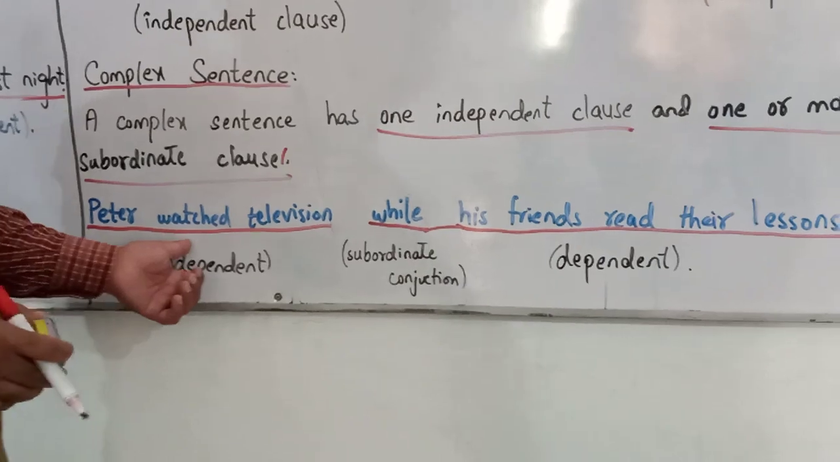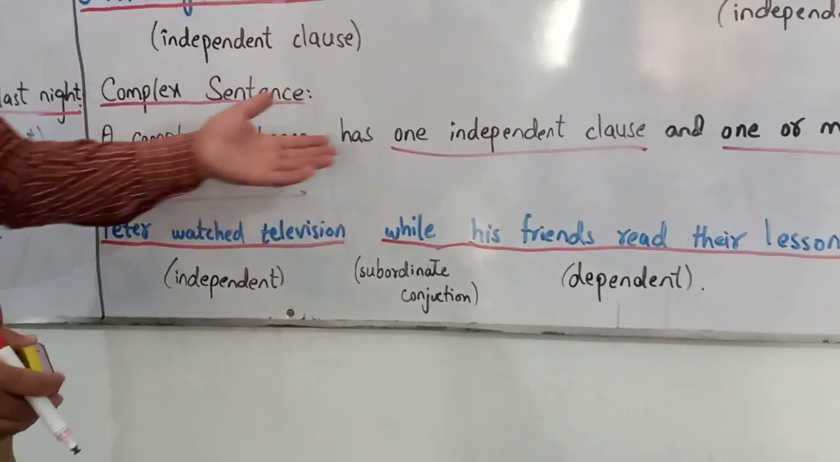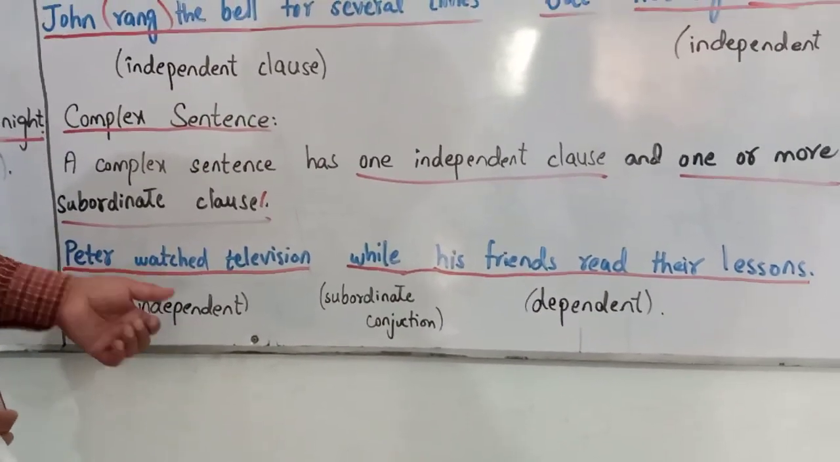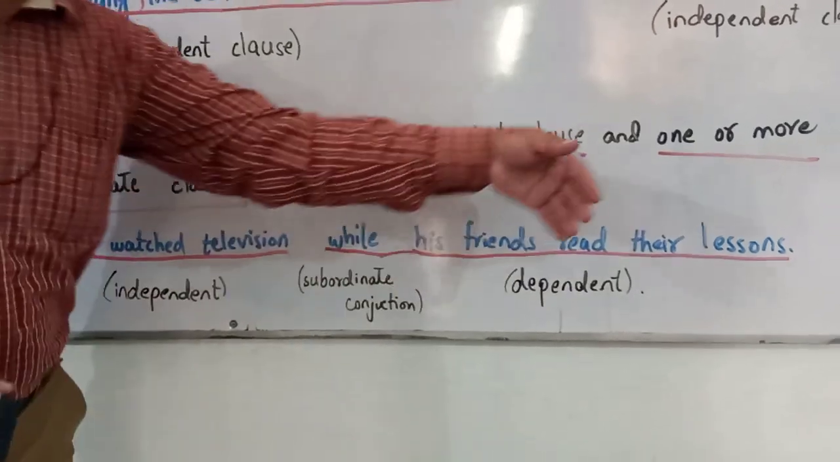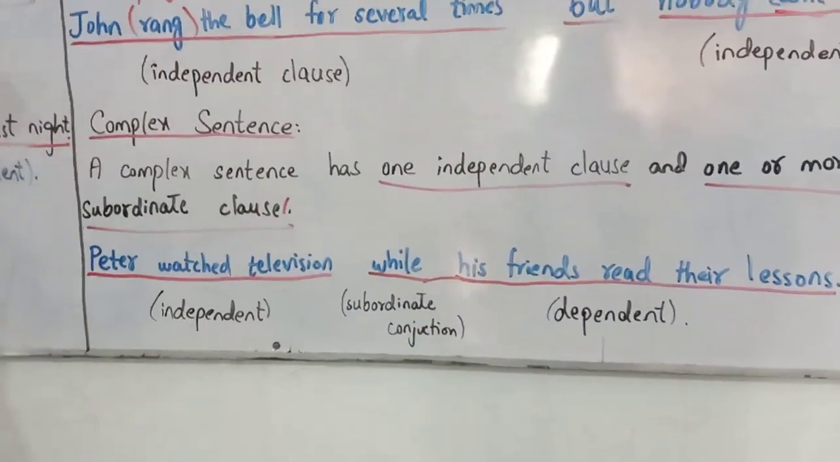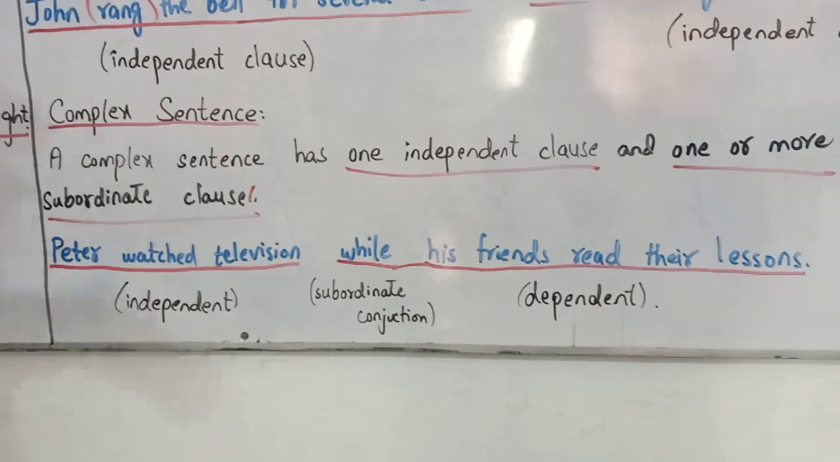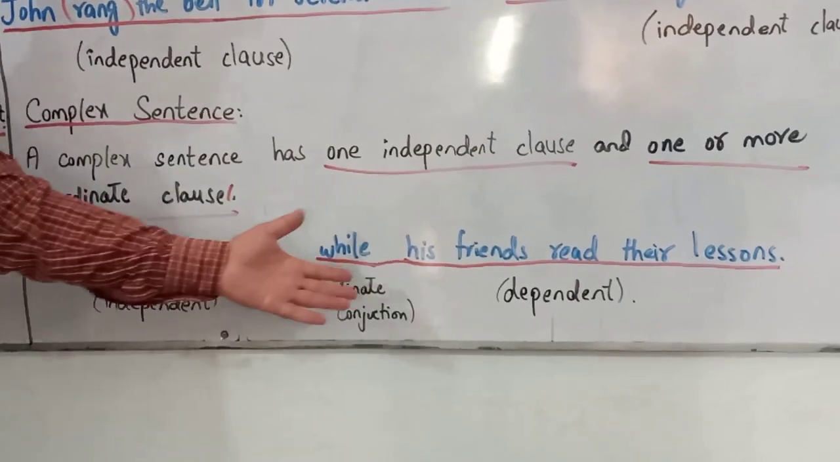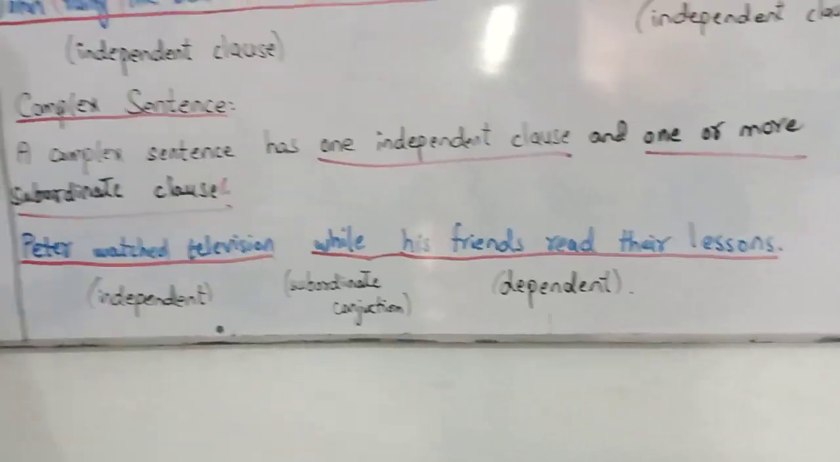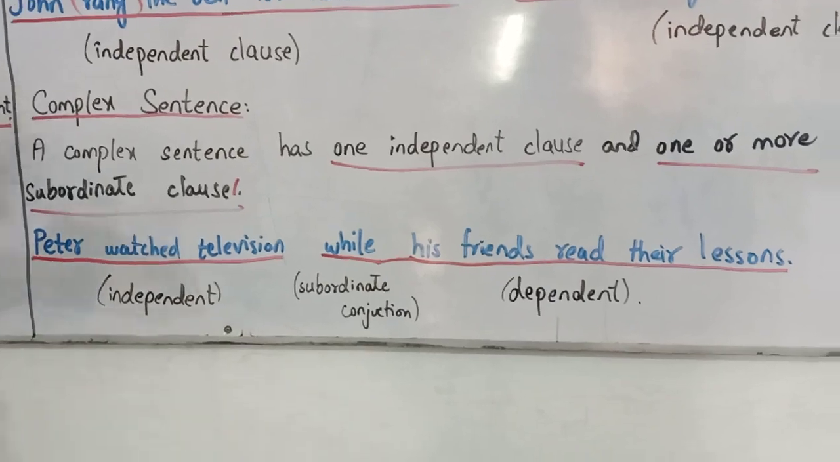So a complex sentence has one independent clause and one or more dependent clauses. There may be another clause, like this, or maybe one more. One independent clause and one dependent clause, that's it. So this is the definition of a complex sentence.